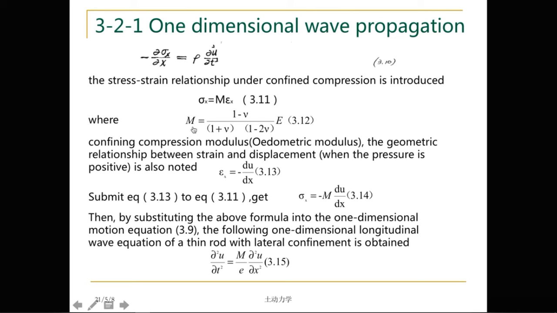Here, the modulus is not Young's modulus, but is a compression modulus. It's equal to (1 minus mu) over (1 plus mu) times (1 minus 2 mu), then times the Young's modulus. This modulus is the lateral constraint modulus, or confining compression modulus, or we say oedometric modulus. Usually, we use the oedometer test to get this modulus.